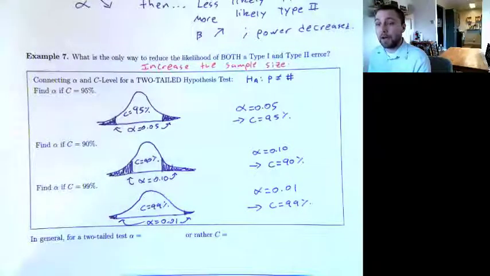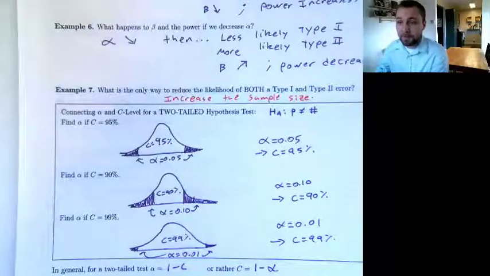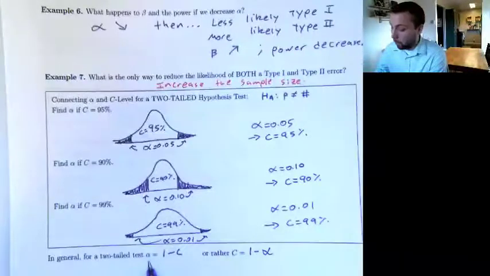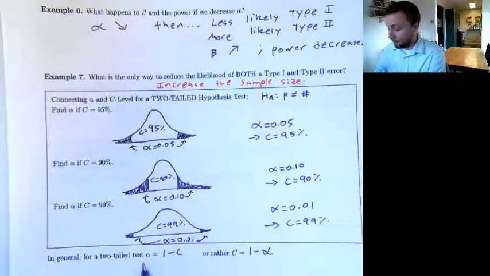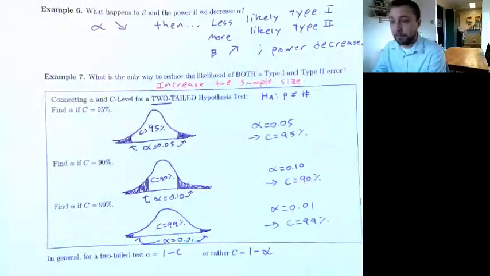If I have a large alpha level, I do not have to be as confident to reject that null hypothesis. The opposite of alpha, or the complement of alpha, is C. So 1 minus C is my alpha, and 1 minus my alpha is the C. This is true if I'm dealing with a two-tailed test.